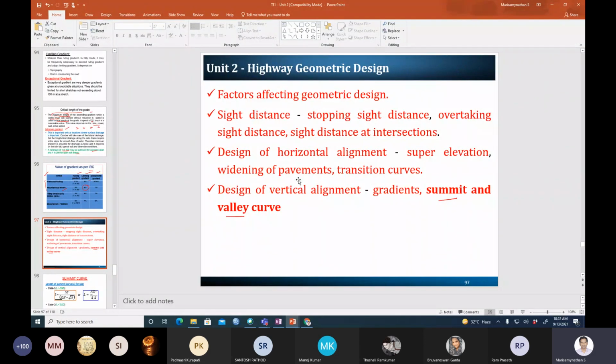The final component is the summit and valley curve, that means upward and downward, up and down, then down and up. The length can be estimated with different equations. With those equations and two or three simple problems, we will try to understand that term, and we will conclude our second unit in tomorrow's class. This is the overview of today's lecture and what we are going to cover in tomorrow's class.